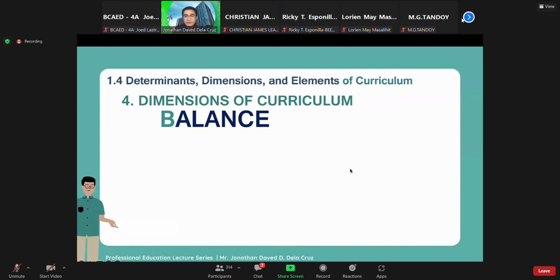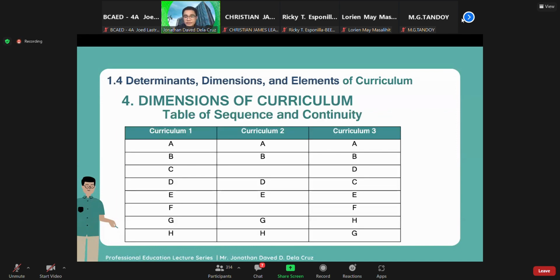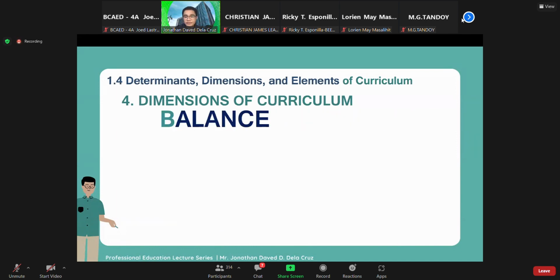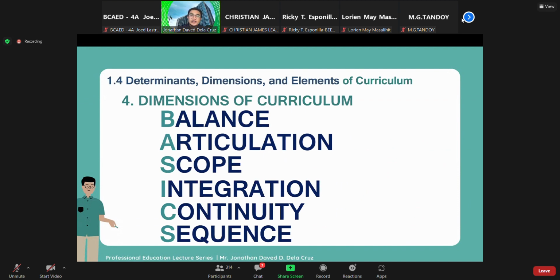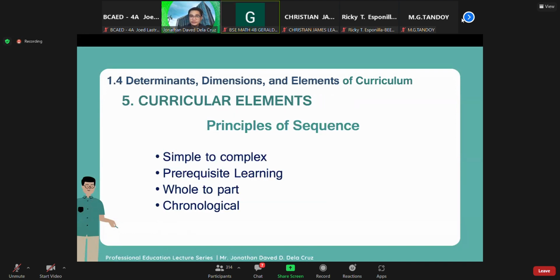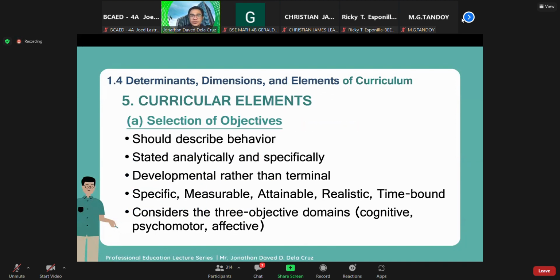Questions so far? So again, the dimensions of curriculum are balance, articulation, scope, integration, continuity, and sequence. Okay? So basics lang po. Now let's go to curricular elements. So let's talk about the curricular elements.